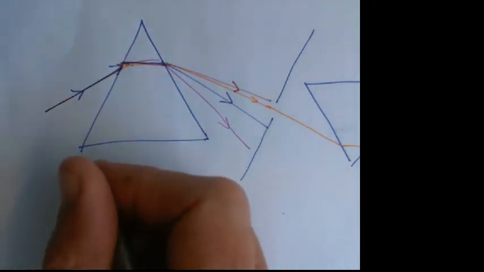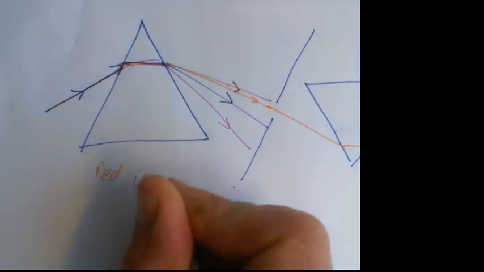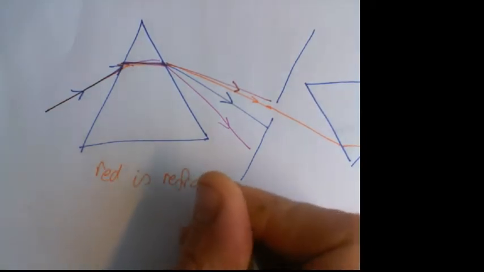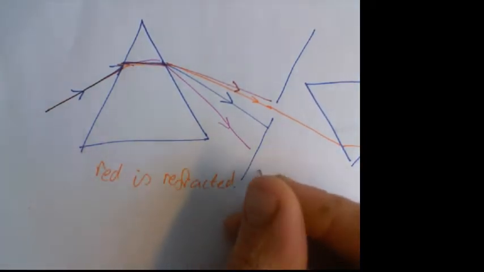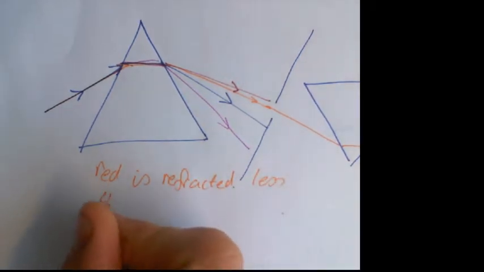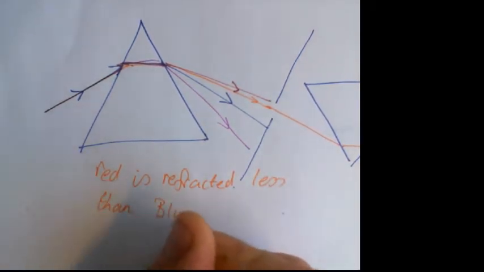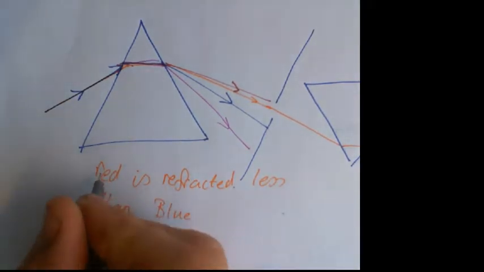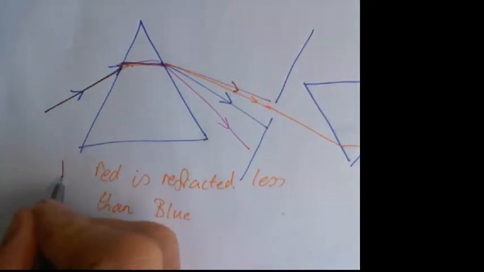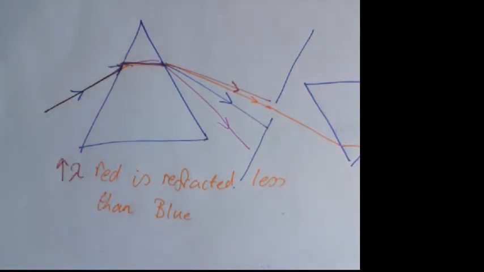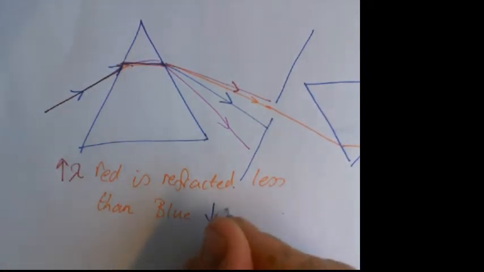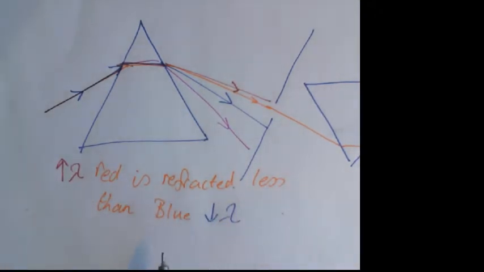Okay, so the other thing is that red is refracted less than blue. Okay, and the thing about red light is red light has got a longer wavelength than blue light. Blue light has got a shorter wavelength, which is what we were just doing when we were talking about infrared and ultraviolet. Okay, so that would tell you that the shorter the wavelength, the more refraction you're going to get. Okay, the more refraction it's going to get, the greater the angle of refraction.